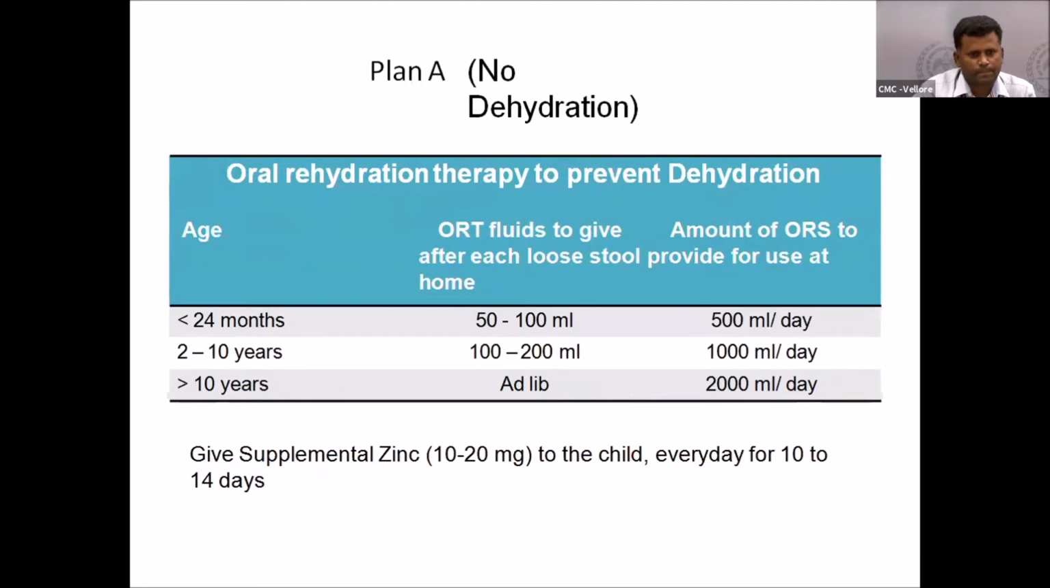The first column is for the fluids to be given after each stool, and the second column is for the amount of ORS to be provided at home. After each loose stool, for less than 2 years it's 50 to 100 ml. For 2 to 10 years, it's 100 to 200 ml after each loose stool. More than 10 years, they can take as much as they want. And zinc supplementation is also an essential part of treatment.